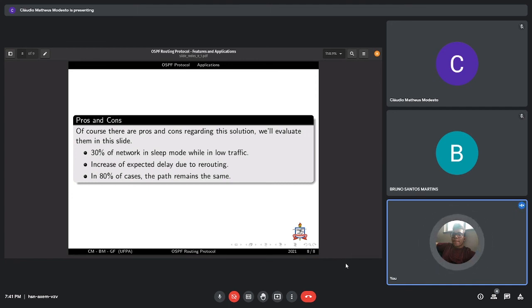And yeah, but of course there are disadvantages too. While some links are deactivated, the routers must find a new path. Due to rerouting, the expected delay is increased, but it doesn't affect the performance too much. Because in 80% of cases, the path remains the same, which means that in these situations, the delay increase is minimal.